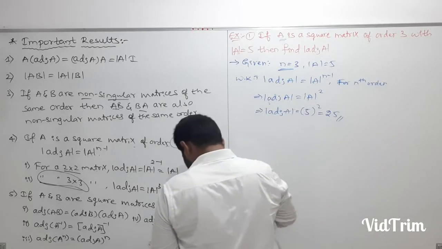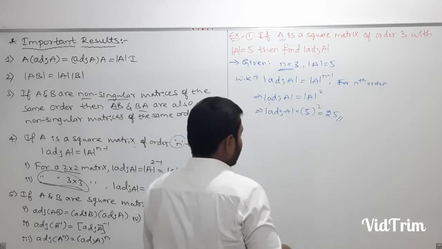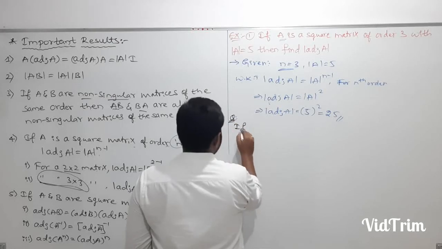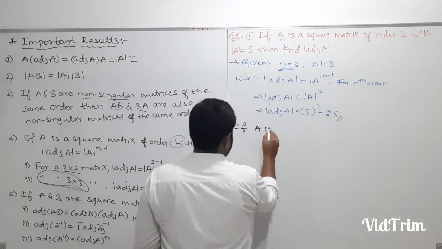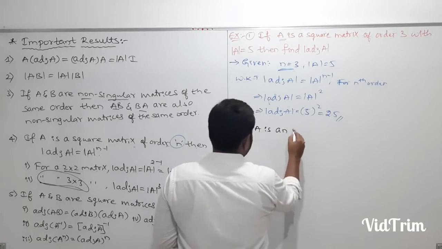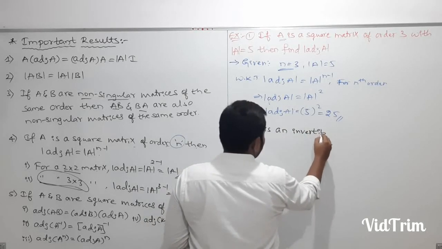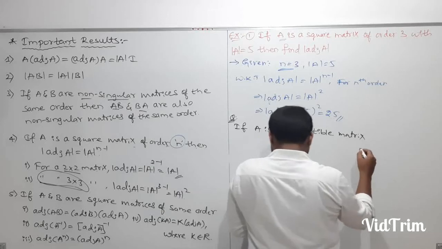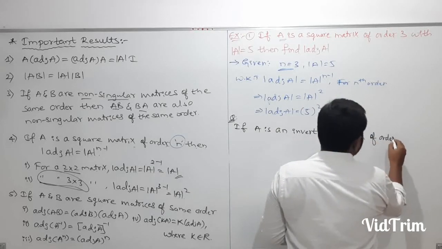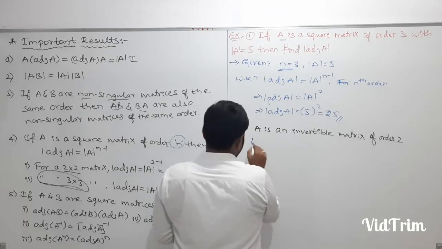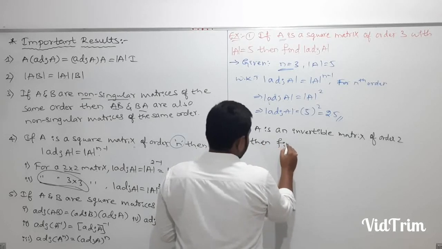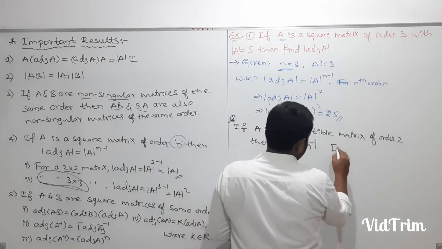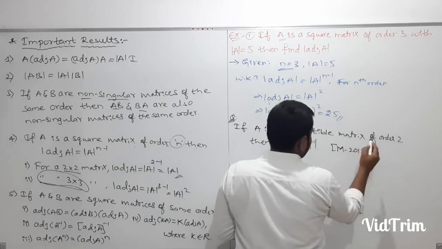This question was asked in March 2018. I am writing the question here: if A is an invertible matrix of order 2, then find the determinant of A inverse. And this question was asked in March 2018.